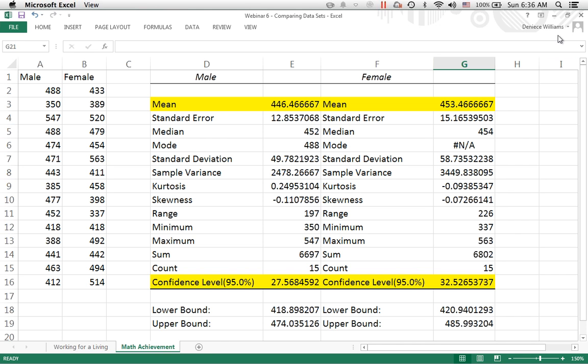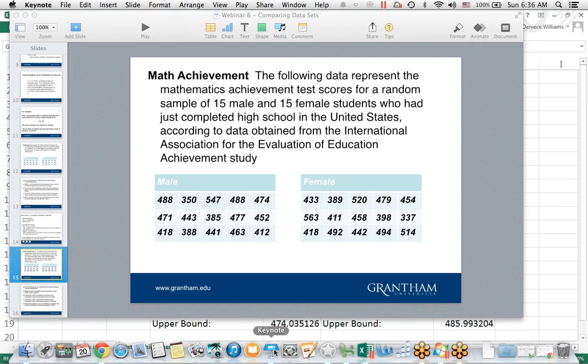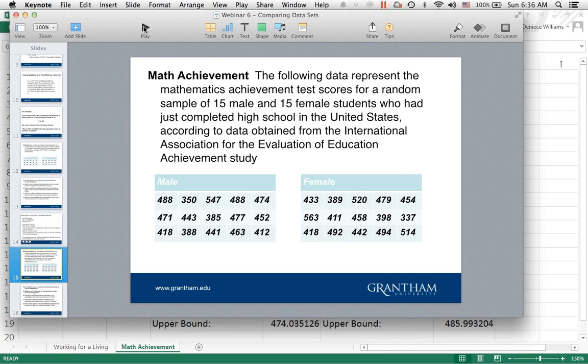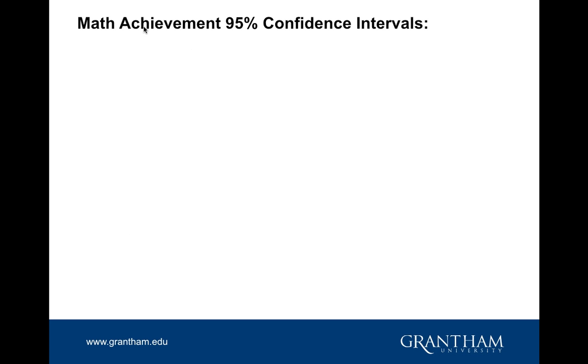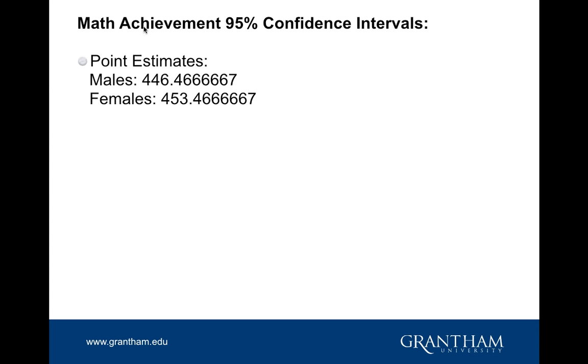So if I go back to my spreadsheet where I have already inputted my data, what do I have? Now for the point estimate portion, we're asked to come up with a point estimate. We have males with a point estimate of 446.5, 447, and females with a point estimate of 453.5. So on average, the females are a little bit higher than the males. Their test scores are a little bit higher. But this difference might not be significant, and that's important in statistics.